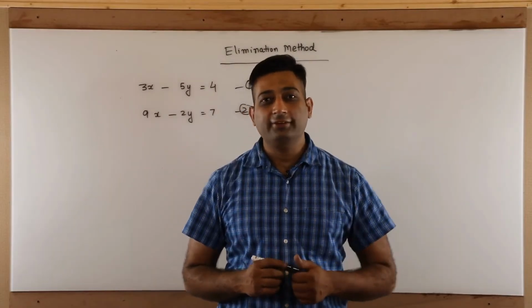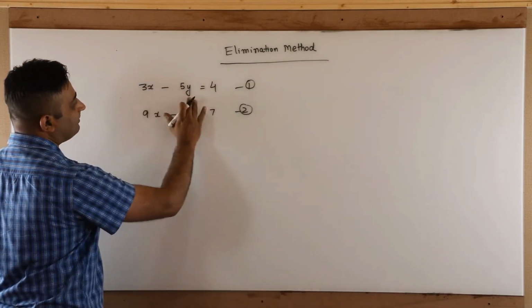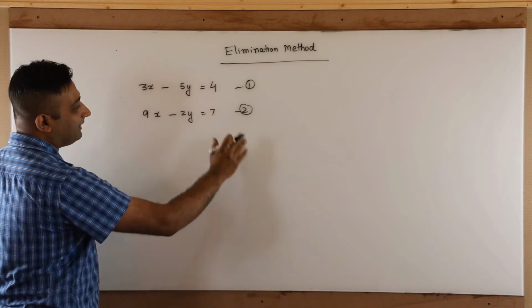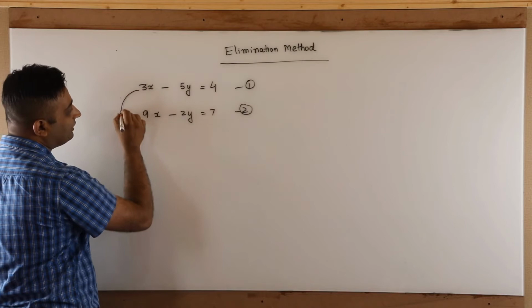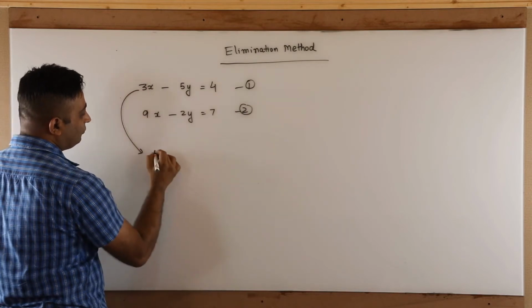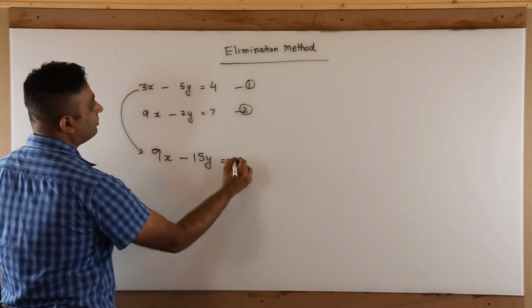Dear students, let us take one more example on the elimination method. We have two equations, 3x minus 5y equal to 4 and 9x minus 2y equal to 7. So let us multiply equation number 1 by 3. So we get the equation 9x minus 15y equals 12.